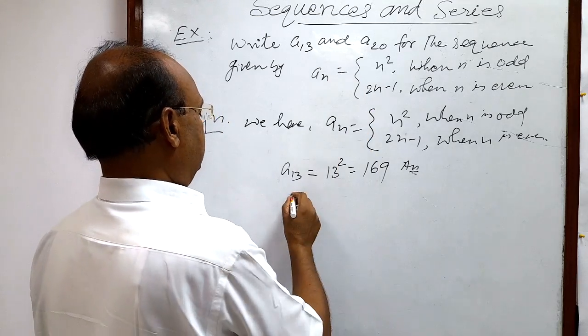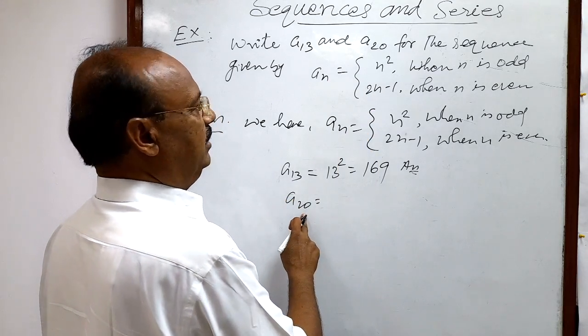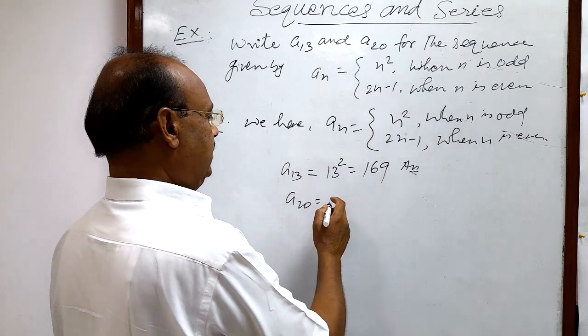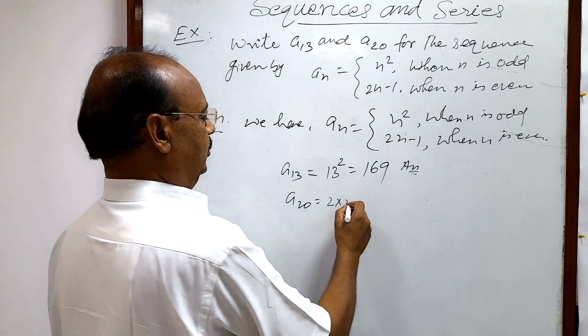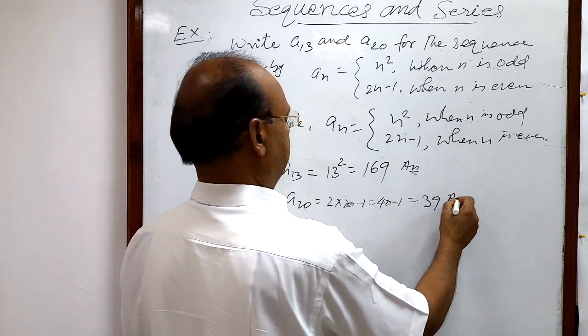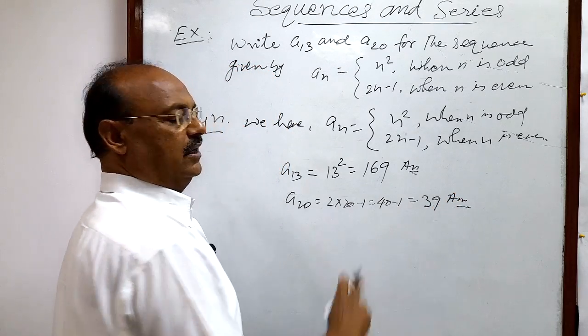And again a20, here n is 20, which is even. So for even, the definition of an is 2n minus 1. So this is 2 into 20 minus 1, which is 40 minus 1, equal to 39. This is the value for a20. This is the answer.